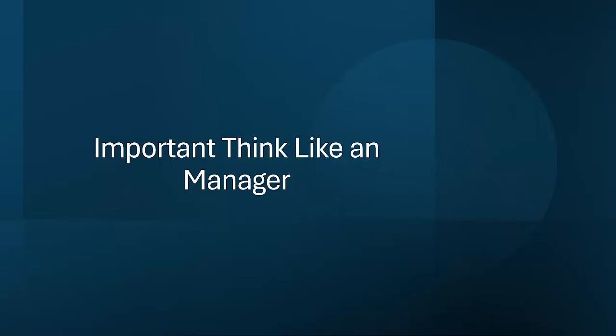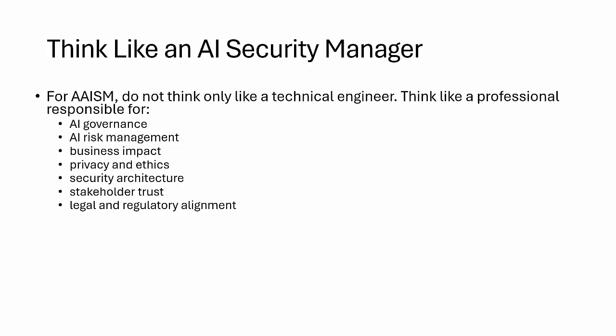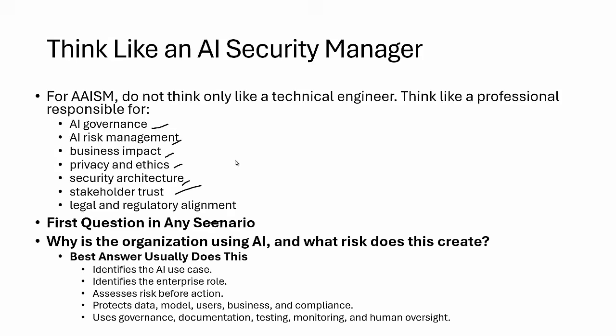Now the next thing is called important: think like a manager. For AAISM, do not think only like a technical engineer. Think like a professional responsible for AI governance, risk management, business impact, privacy, ethics, security architecture, stakeholder trust, and legal and regulatory requirements. For any scenario where they're talking about an organization using AI, ask what risk this creates. The best answer is to identify the AI use case, identify the roles, assess the risk before action, protect data and model, align with the business, use governance, documentation, testing, and human oversight, not implementation.